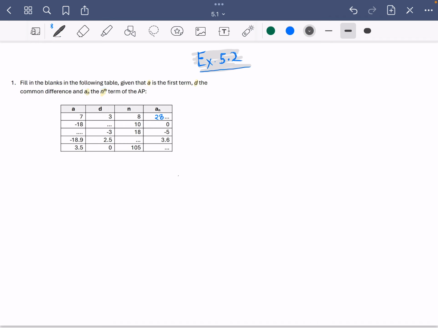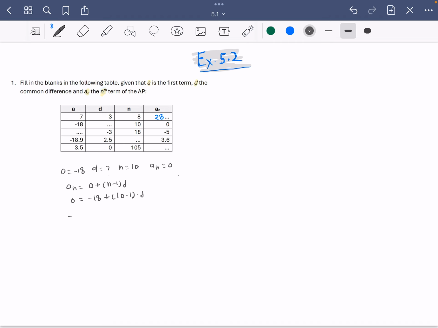Next subpart. You're given A is negative 18. D you have to find out. N is 10 and AN is 0. So we are going to use the same formula. The general term of an AP, AN is A plus N minus 1 times D. AN is 0, A is negative 18 plus 10 minus 1 times D. That's what we have to find out.